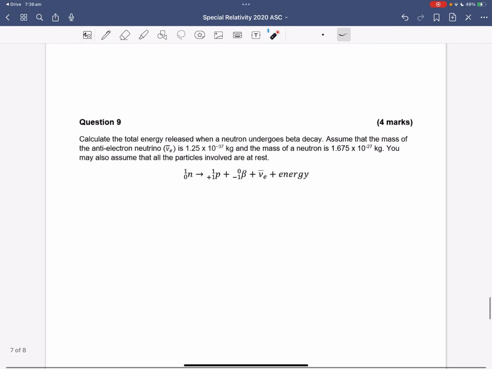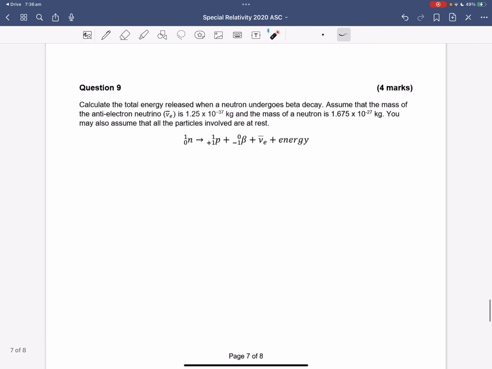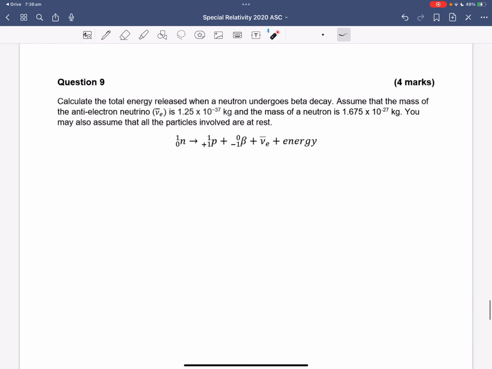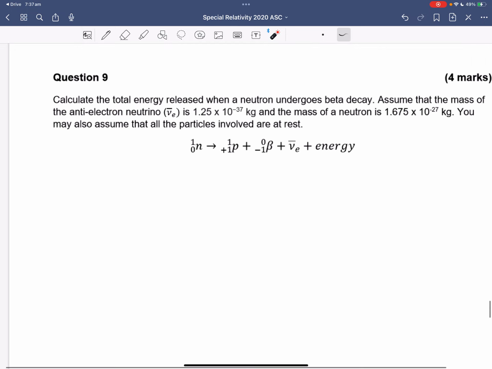All right, number 9. Calculate the total energy released when a neutron undergoes beta decay. This has got something to do with a bit of year 11 physics as well as energy-mass equivalence. Assume the mass of the anti-electron is this and the mass of the neutron is this. You may also assume that all the particles involved are at rest. So what do we have to do? We have to calculate the total energy released. This is literally like a year 11 physics question.